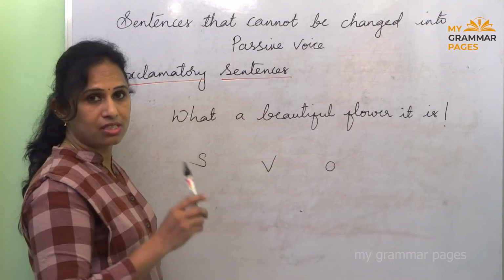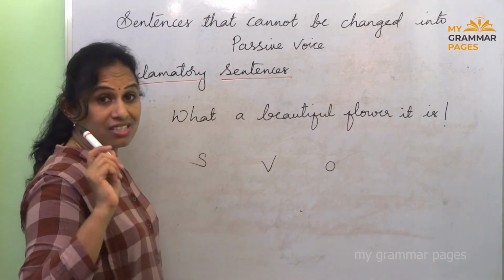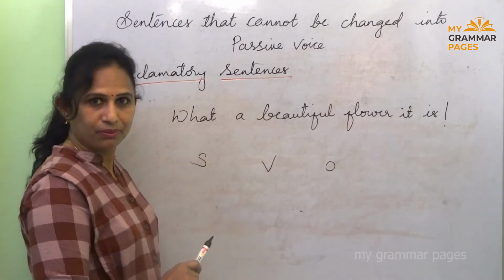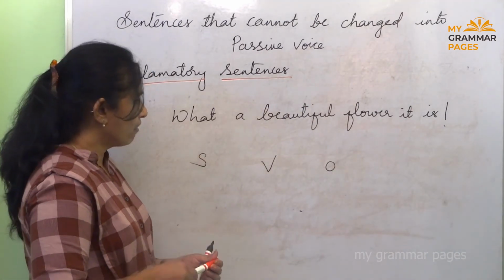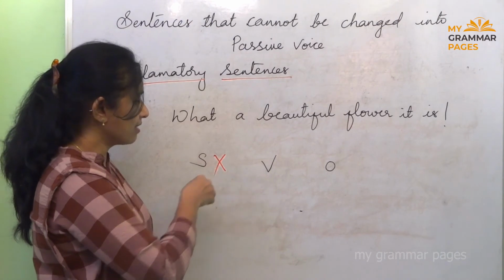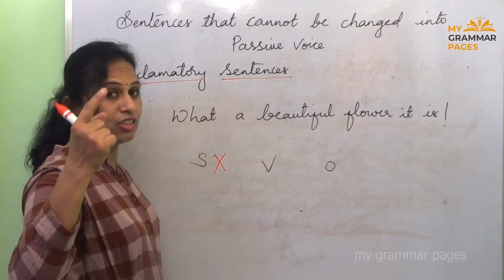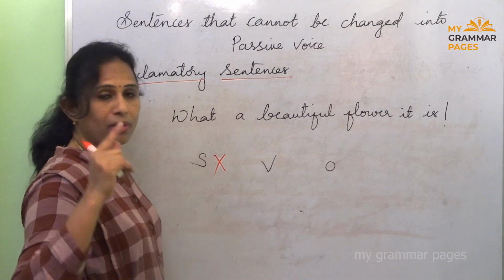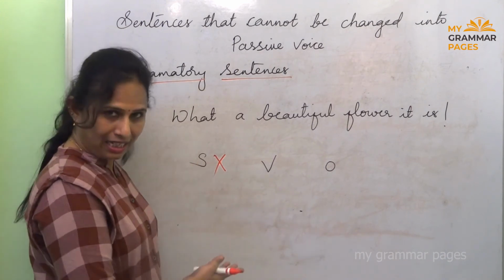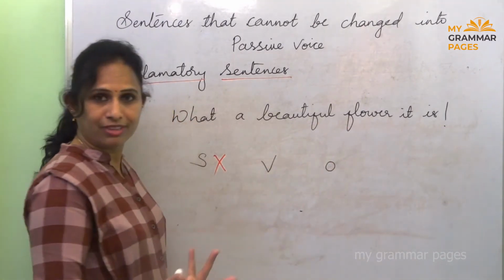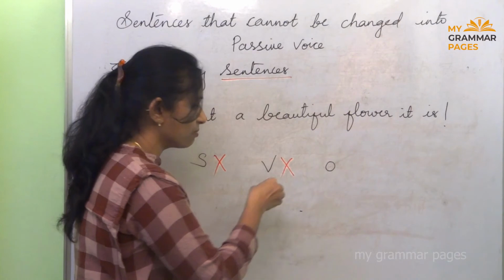Subject means the person or the thing which does some action in the sentence. Can you find any such word here? No. That means we don't have a subject in the sentence. If you miss even a single component, you cannot change a sentence from active to passive voice. Let us see at least the verb. Is there any verb performing the action here? There is no verb. So even this is missing.